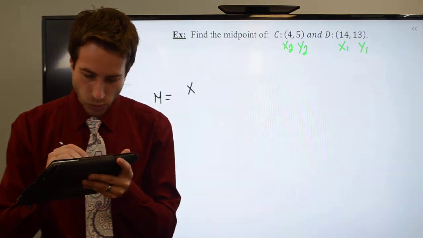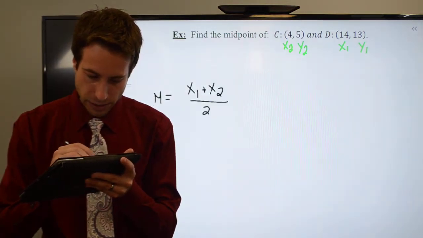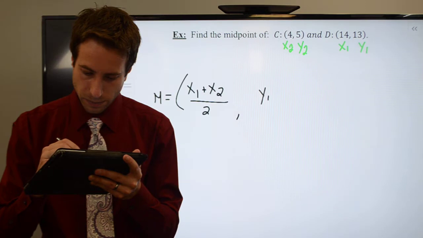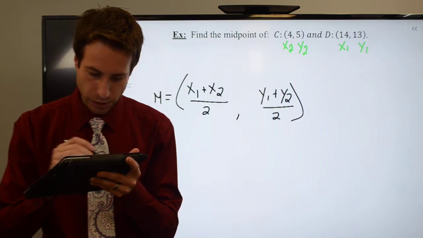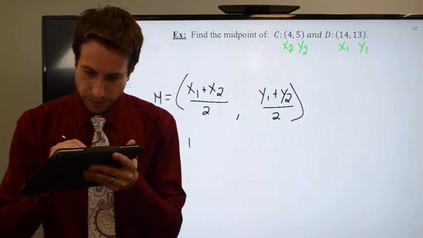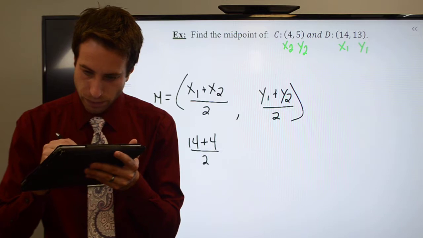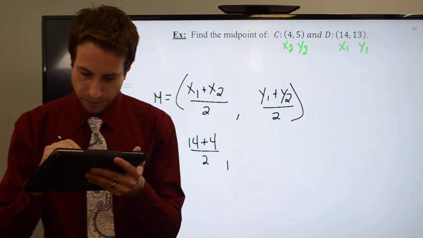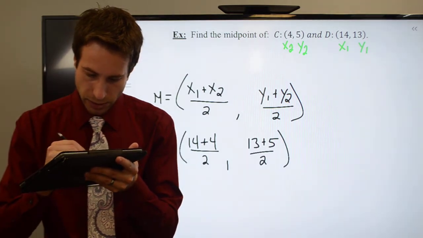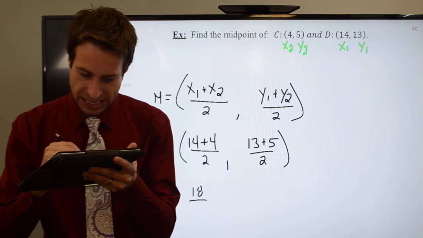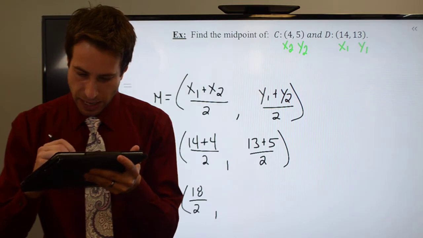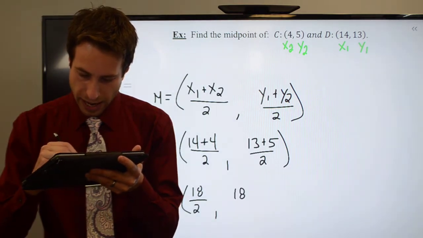Okay, so again, it's x1 plus x2 divided by 2, and then it is y1 plus y2 divided by 2. And here we go. I'm going to have 14 plus 4 over 2, and I am going to have 13 plus 5 over 2. Which comes out to be, 14 plus 4 is going to be 18 halves. And 13 and 5 is going to be, what, 18? Oh, look at that. Yeah, 18 halves again.